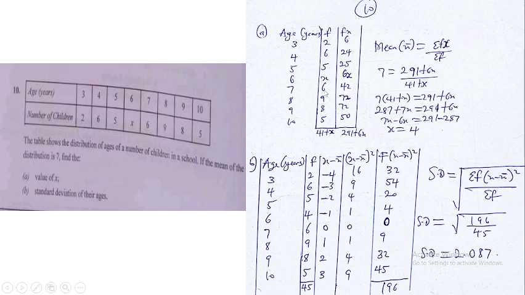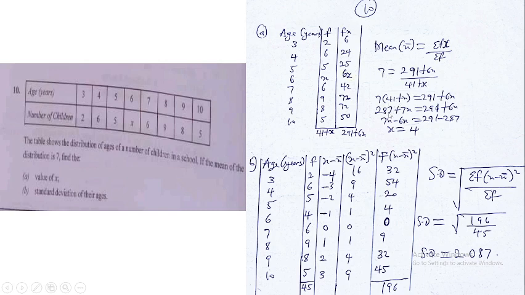Also, if you sum f together, you have 41 plus x. So that is what we put into this equation, and we have 291 plus 6x over 41 plus x. You have already been given the mean, which is 7. So the mean is 7. From there you can cross multiply. 7 will multiply 41 plus x equals 291 plus 6x.